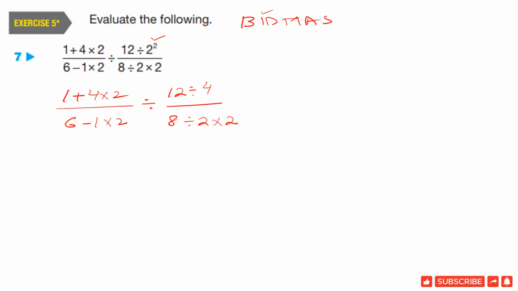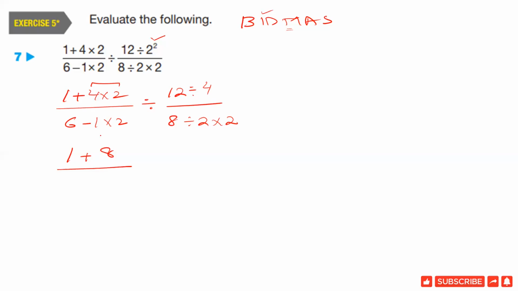So first of all, we solve this whole part separately. 1 plus 4 times 2. So here multiplication first. So we solve in this numerator, this multiplication first. Because we do not have in this part any bracket, any index, any division. So we straight away come up to multiplication. Becomes 1 plus 4 times 2 is 8.